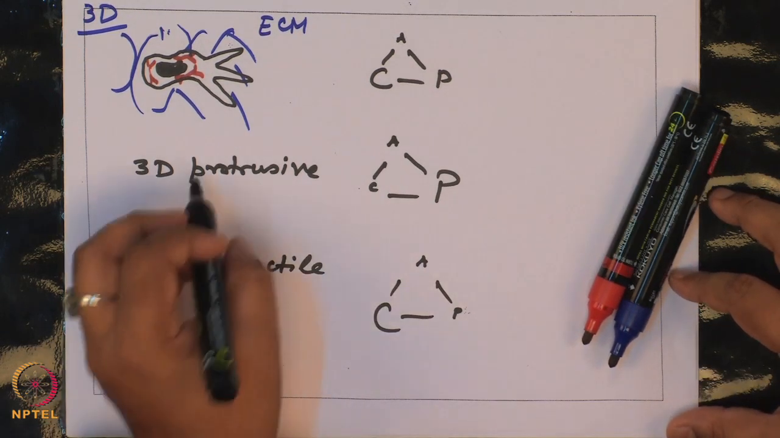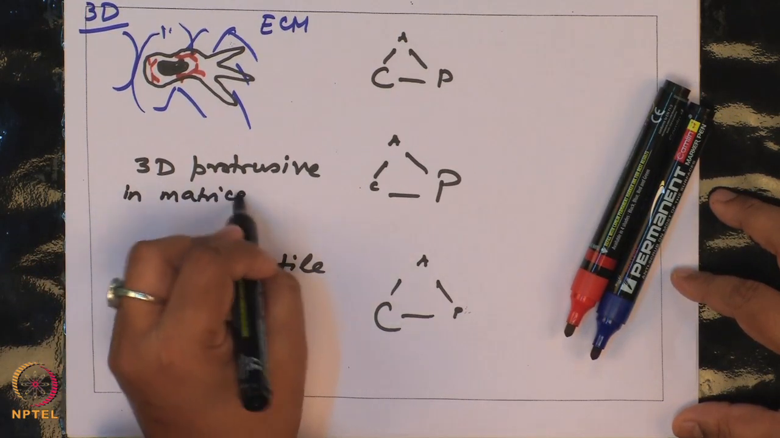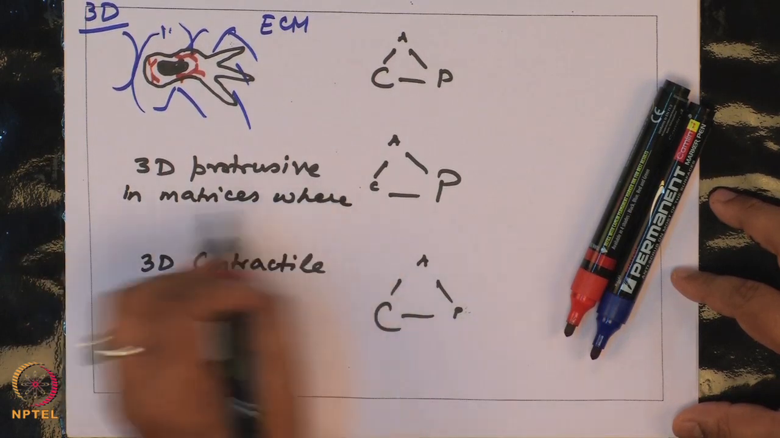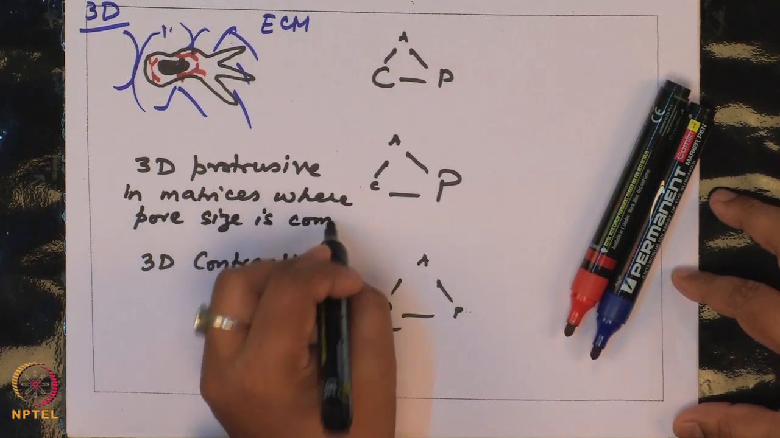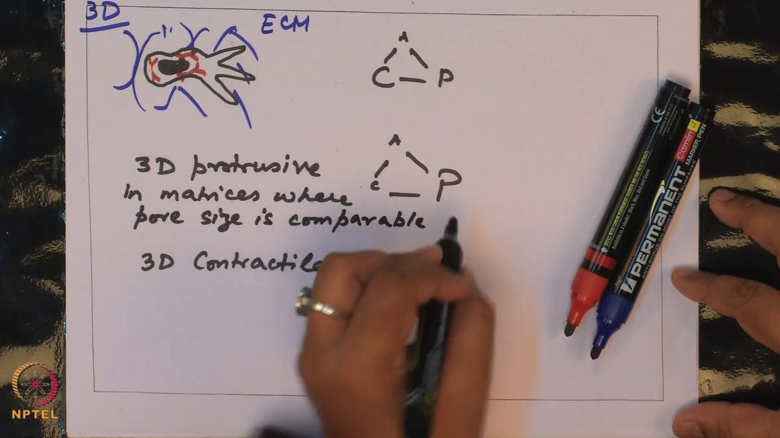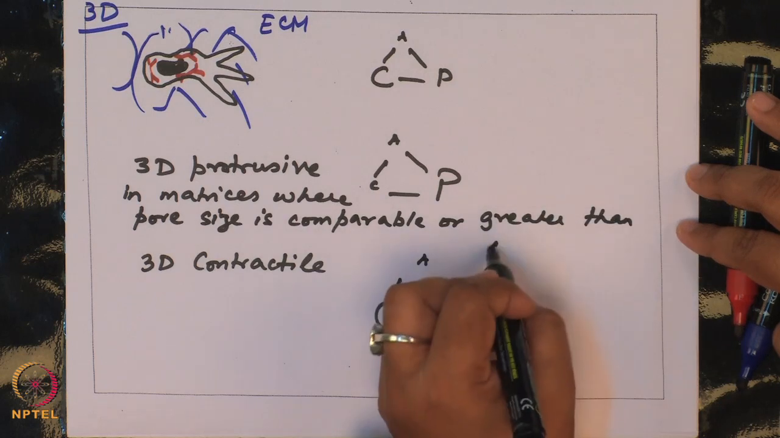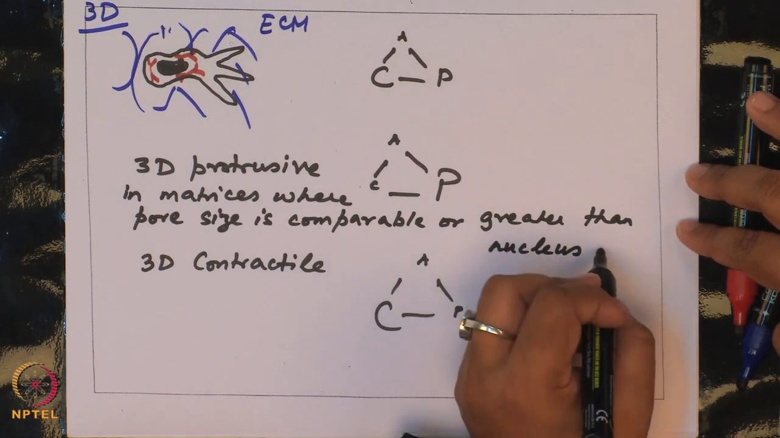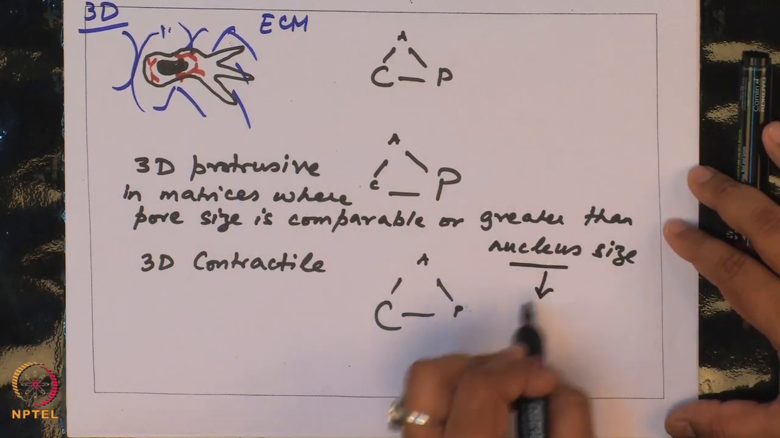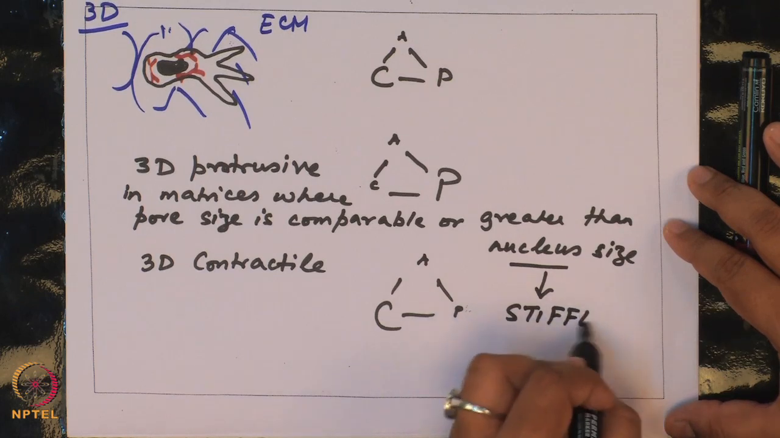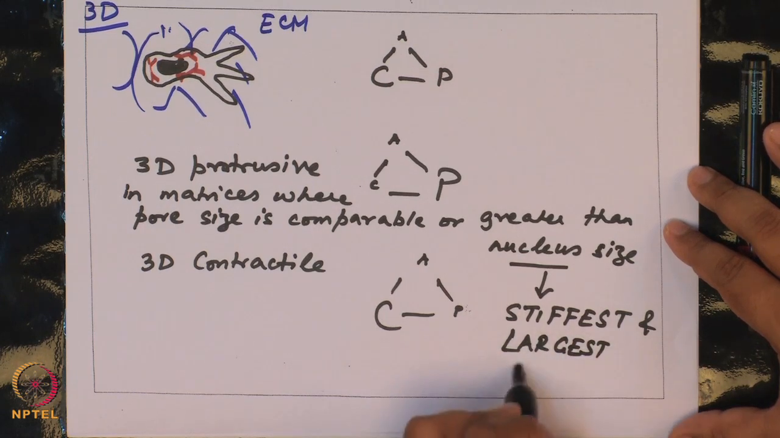So, 3D protrusive can be sustained in matrices where pore size is comparable or greater than nucleus size. This is because the nucleus is the stiffest and largest organelle.